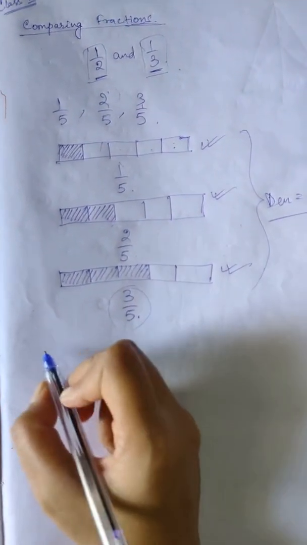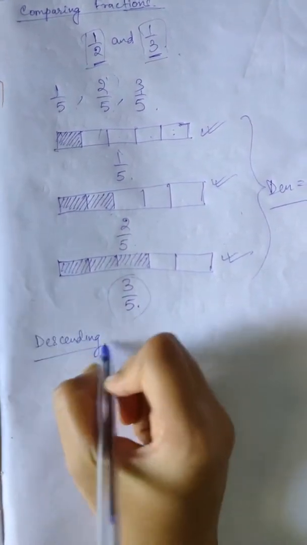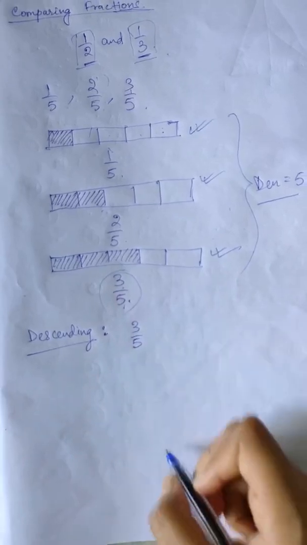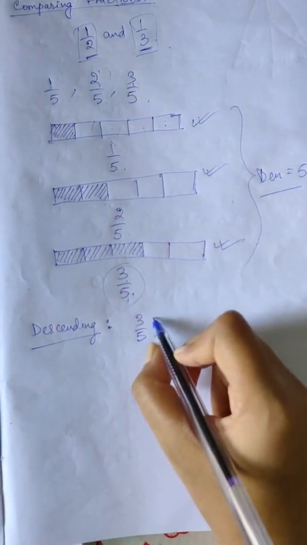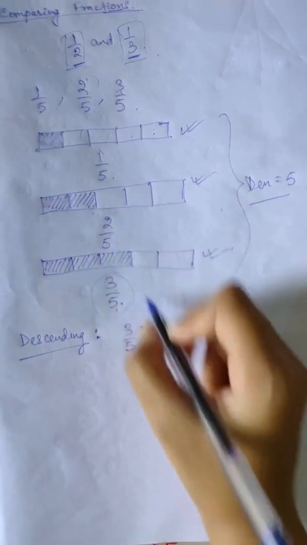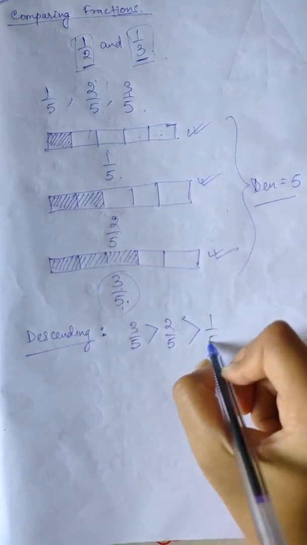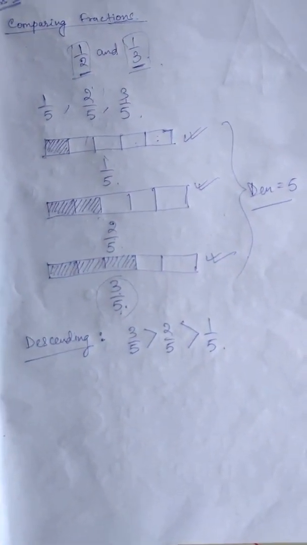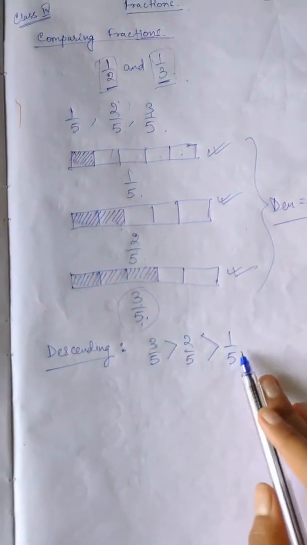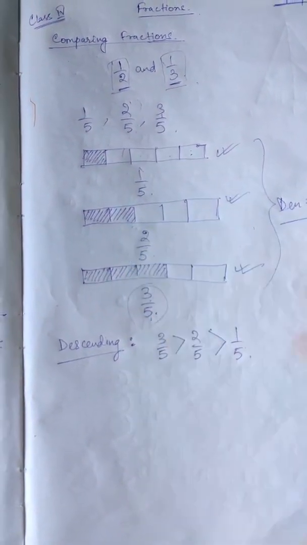If we write this in descending order, descending means first we write the greatest one. The greatest fraction is 3 by 5. Then the next fraction is less than this, so the next one will be 2 by 5. Then the third one is 1 by 5. So if I compare, this is the greatest, this is the second greatest and this is the least fraction within these three fractions.